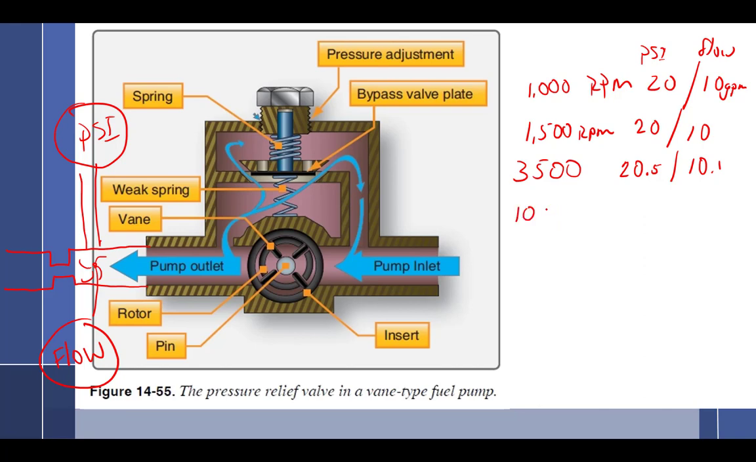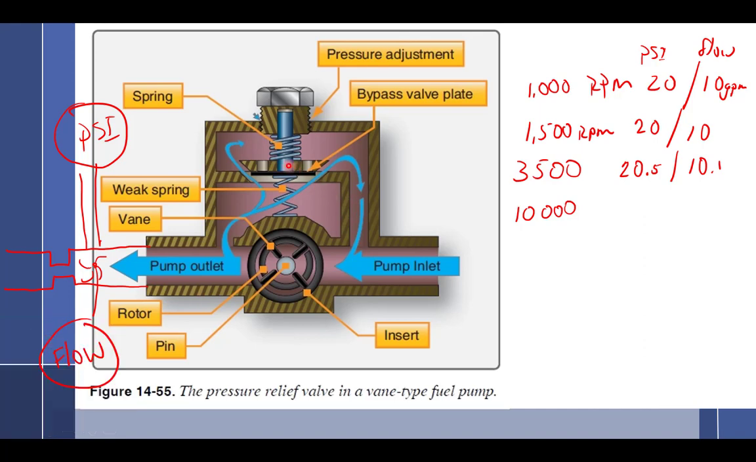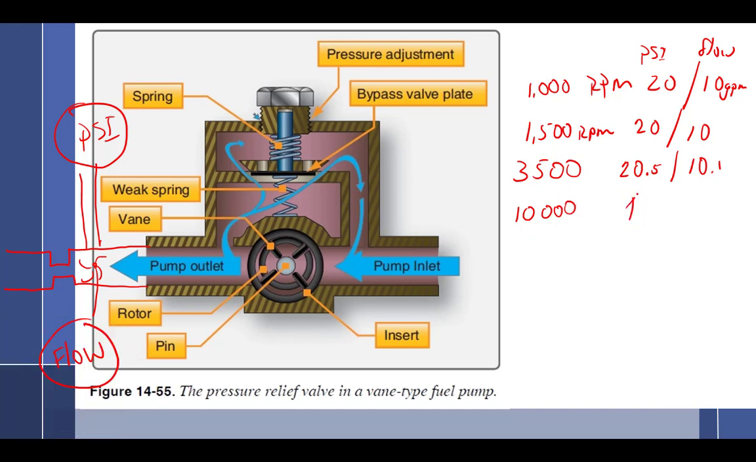Now I'm going to go to 10,000 RPM. Okay? What do you suppose is going to happen now? Okay, at some point, this pressure relief valve can't go up anymore. Right. And when it's all the way up here, what happens to the PSI? Goes up. Okay, now it's going to start going up. I don't know what it's going to go up to, it just depends. So now it's going to go up. Then what's the flow going to do? Go up. Okay, now it's also going to go up.